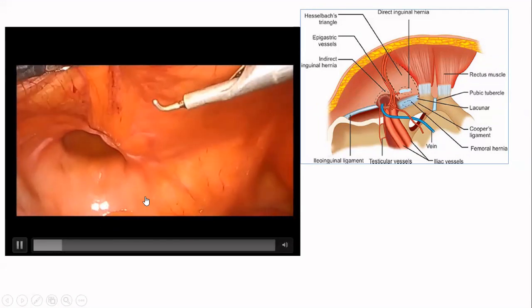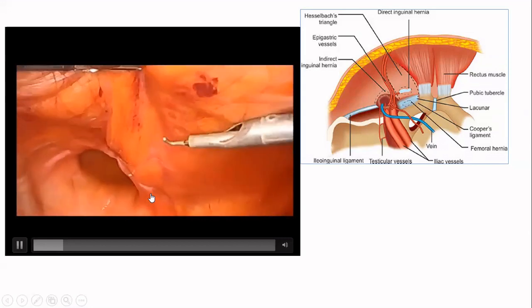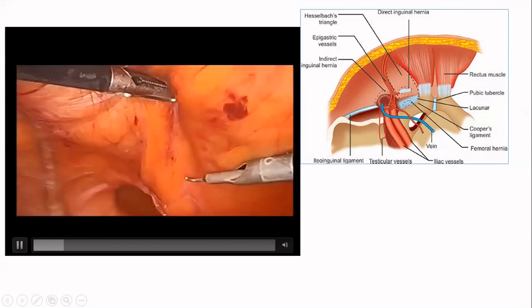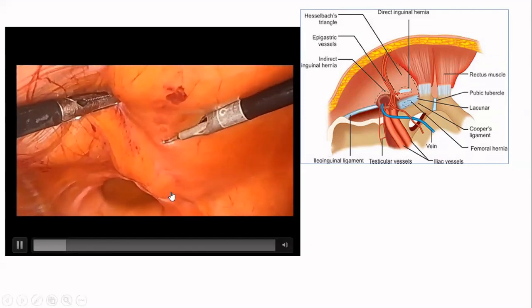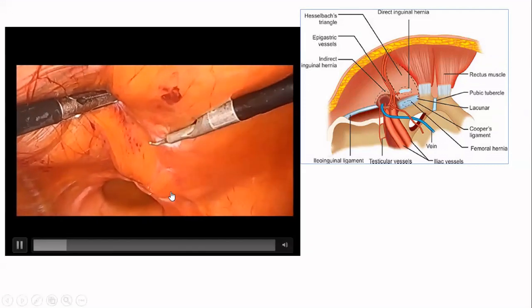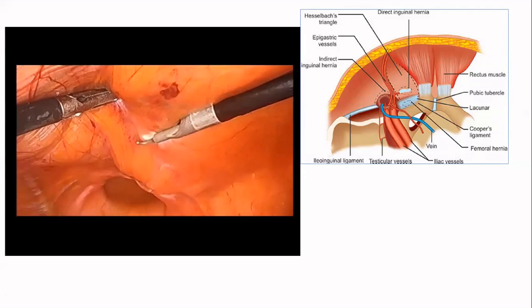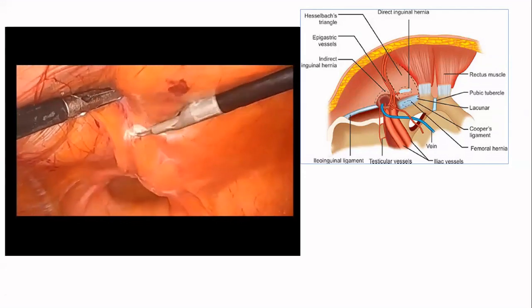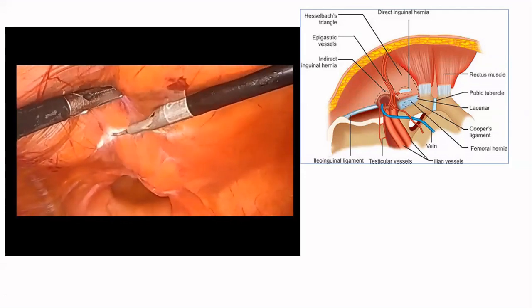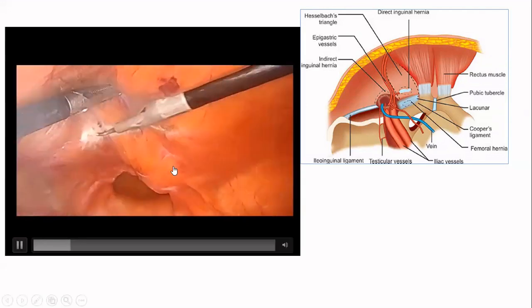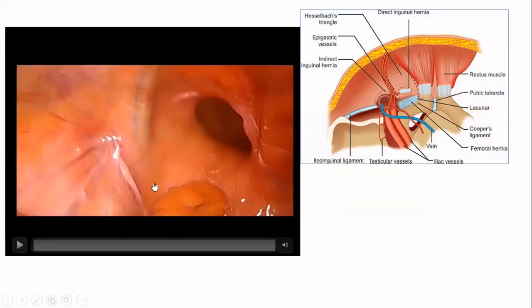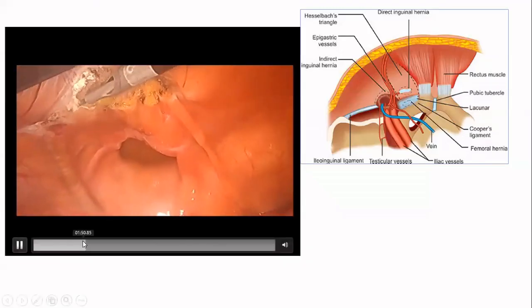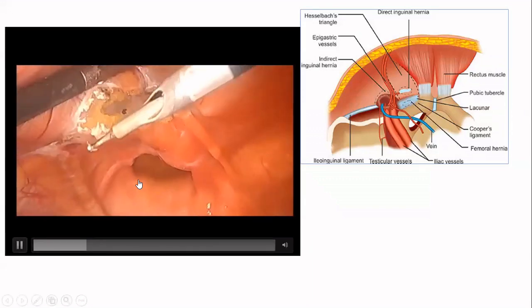Okay, so we are dividing the peritoneum. What is the basic expectation here? First step, what are you trying to achieve during this step? Now we don't see any contents. What you see obviously is the sac of the hernia, which is peritoneum. So the first step is to reduce the peritoneal sac back into its normal position.